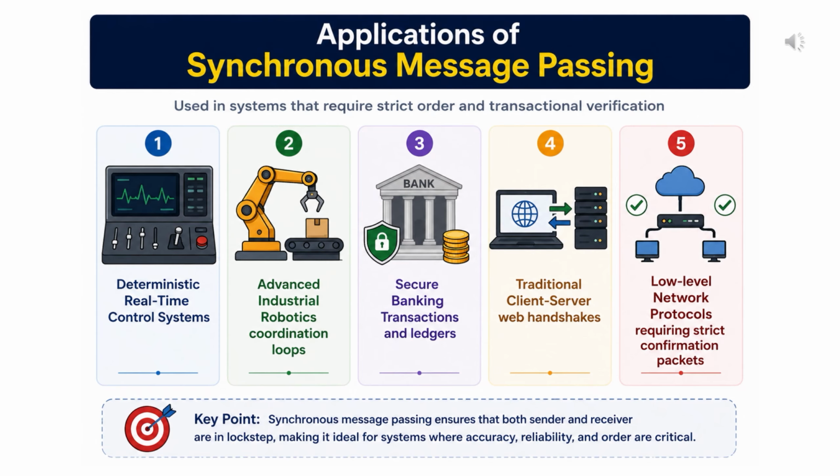Synchronous communication is commonly used in systems that require immediate confirmation. For example, real-time industrial control systems use synchronous communication to ensure machines respond in the correct order. Banking systems also rely on synchronous communication. When you transfer money, the transaction must be verified before moving to the next step. Client-server applications, and many network protocols also use synchronous communication whenever immediate acknowledgement is required. In all these systems, accuracy is more important than maximum speed.